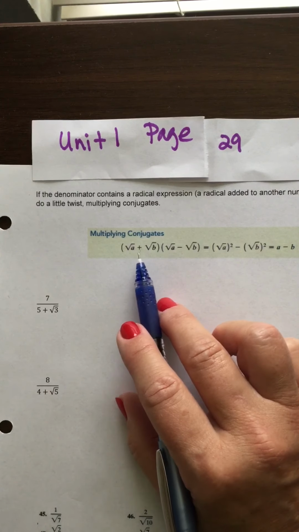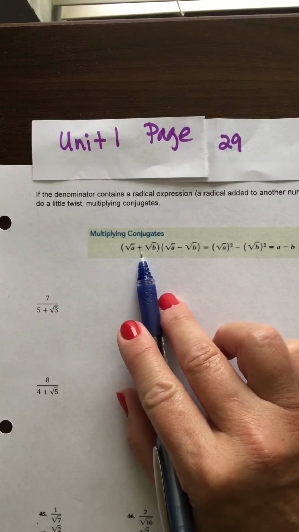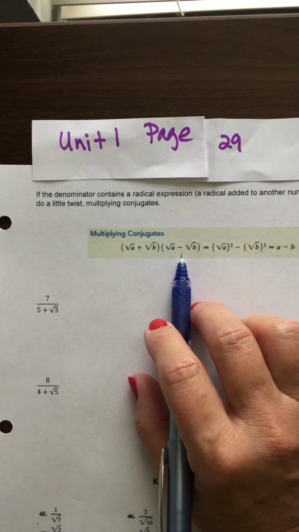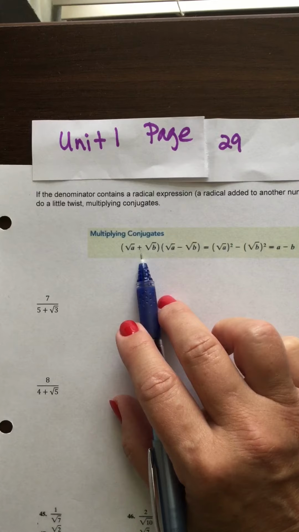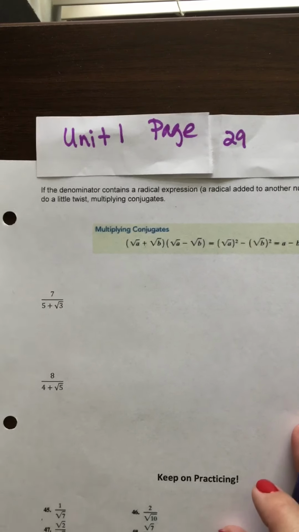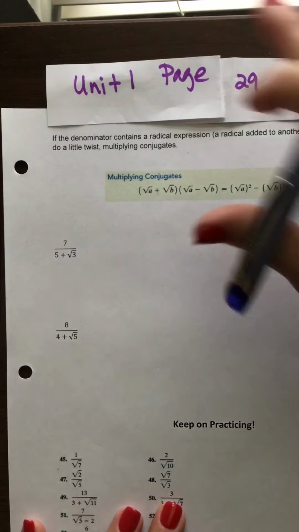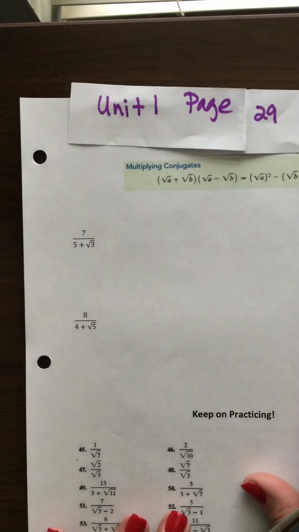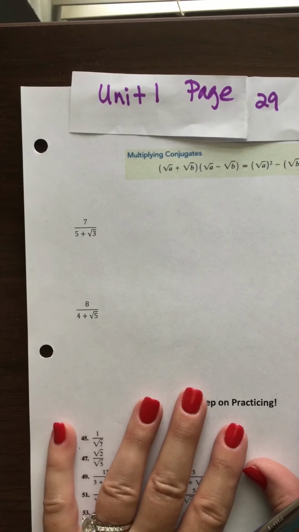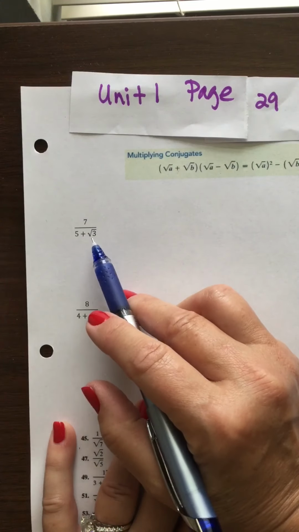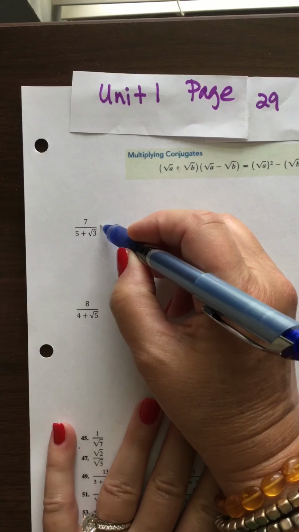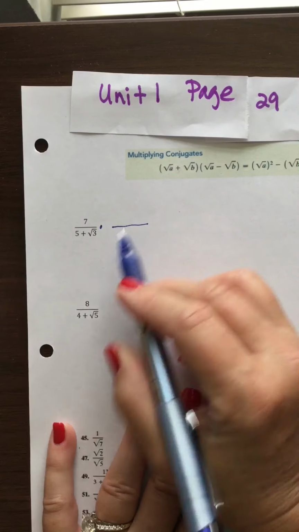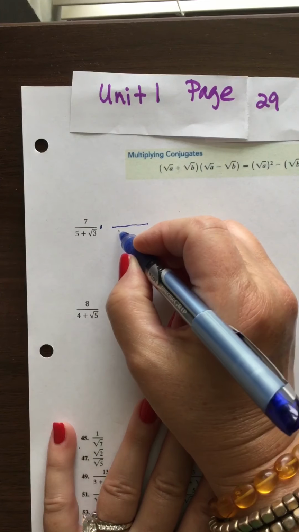So whenever you see one that is a positive, its conjugate is the same thing with a subtract. If you see one that has a subtract, its conjugate is the same thing that has a plus. Let me see if I can demonstrate that. When you have fractions, you're not allowed to have a square root in the denominator. So this one has a conjugate. Since this is plus, its conjugate is subtract.